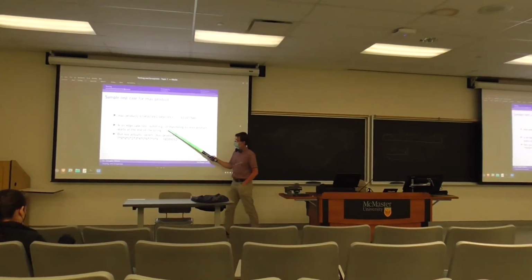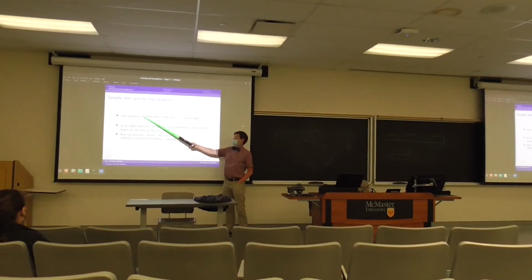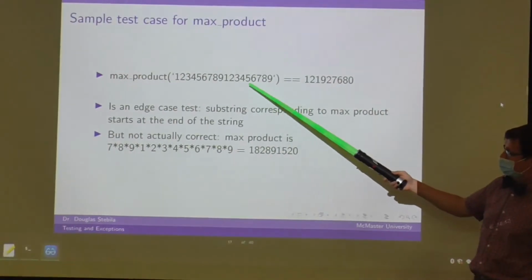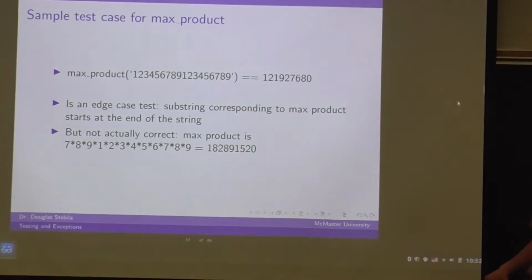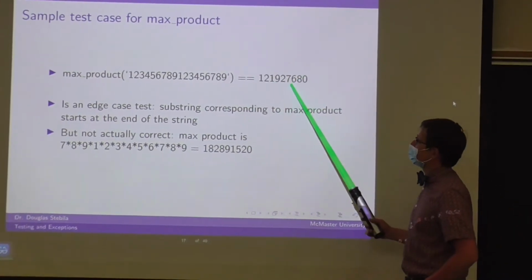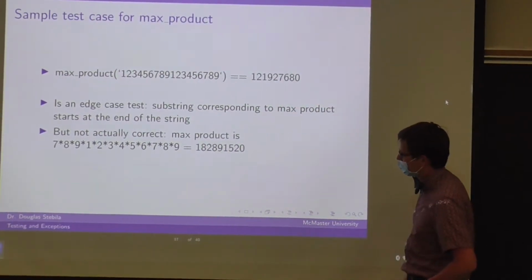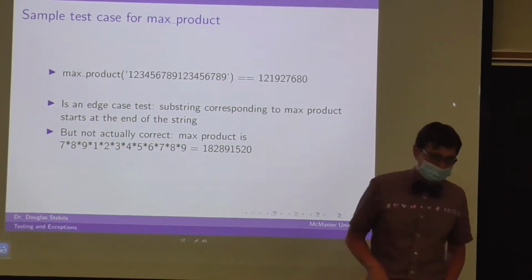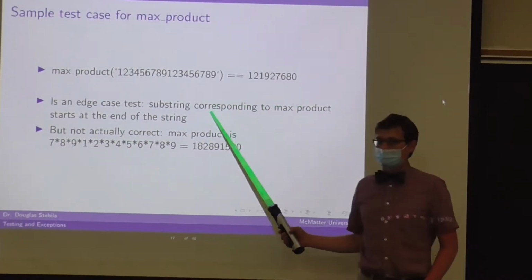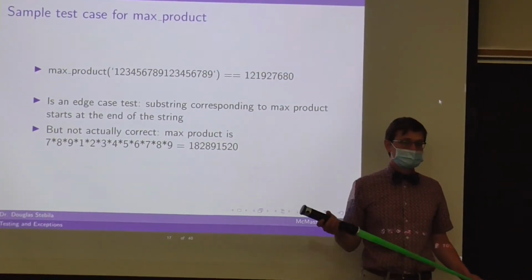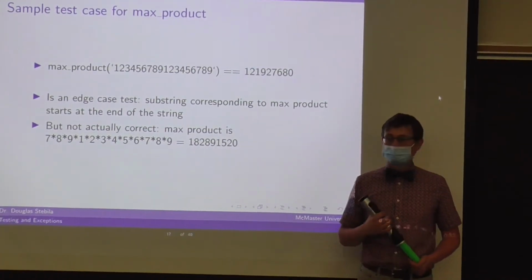So, with our algorithm as given, if we use the following as a test case, 1, 2, 3, 4, 5, 6, 7, 8, 9, 1, 2, 3, 4, 5, 6, 7, 8, 9, the result that we acquire from this is 121,927,680. But if we examine this algorithm, first of all, which sequence of digits in this case corresponds to the maximum product? Who can tell me?